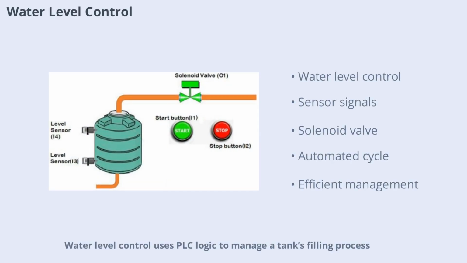Water level control uses PLC logic to manage a tank's filling process. Sensors detect water levels, and a solenoid valve opens or closes based on sensor signals. The start button initiates the system, and the stop button halts it. When water drops below a certain level, the valve opens to refill the tank. When the tank is full, the valve closes. This automated cycle ensures efficient water management.